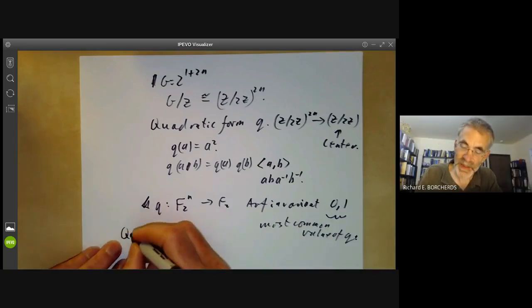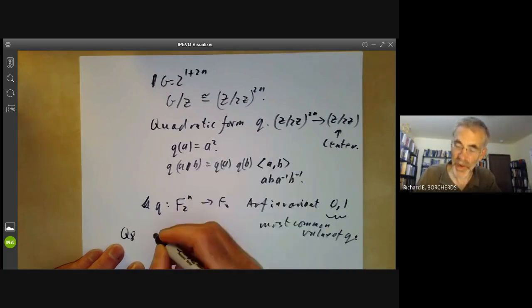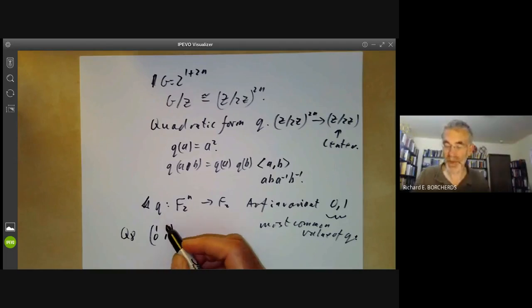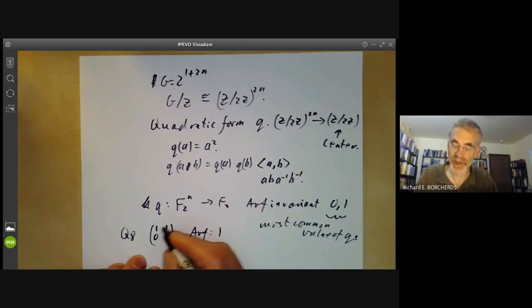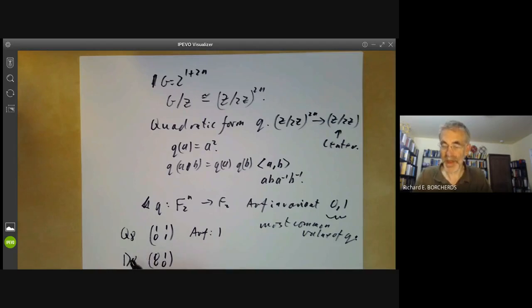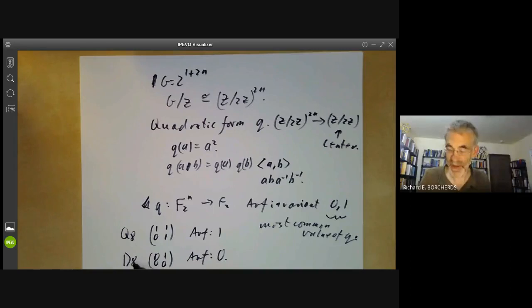So, for instance, in Q8, the quaternion group, if you look at G modulo Z, that's a group of order 4, and the values of the squares of these elements are 0, 1, 1, 1. You remember that i squared, j squared, and k squared are all non-zero. So the Arf invariant is 1, because 1 occurs most often. If you look at the dihedral group and work out the squares of its elements, the squares of the elements of D8 modulo the center, 3 of them have order 2, so their square is the identity element, and 1 has order 1. So the Arf invariant is 0. So the Arf invariant of the quaternion group is 1, and the Arf invariant of the dihedral group is 0.